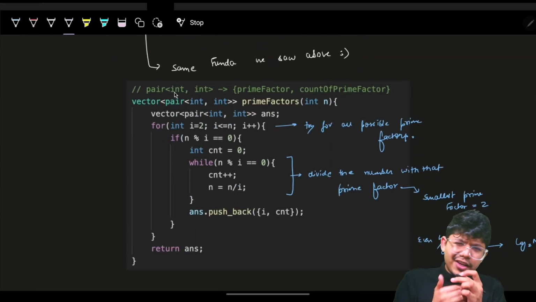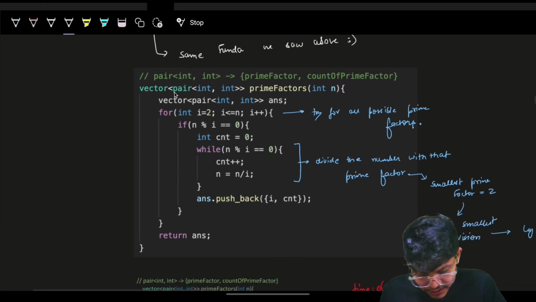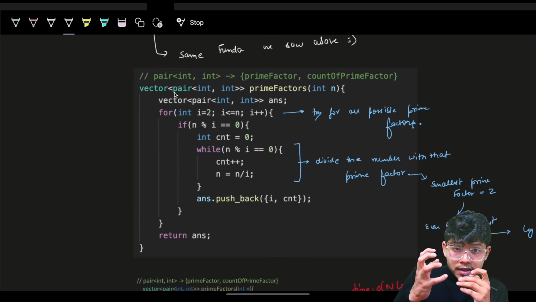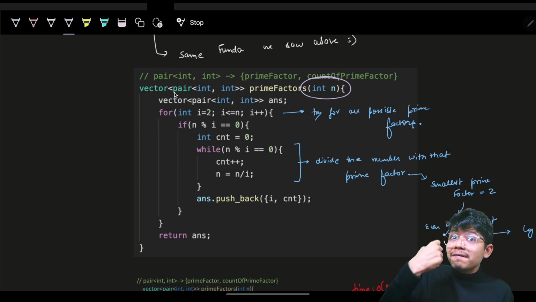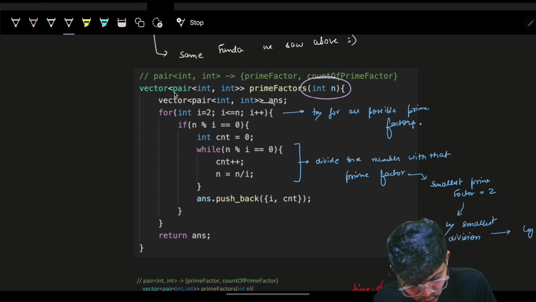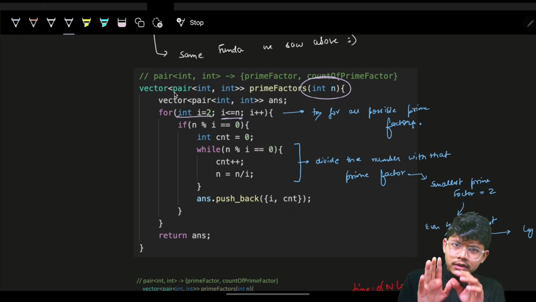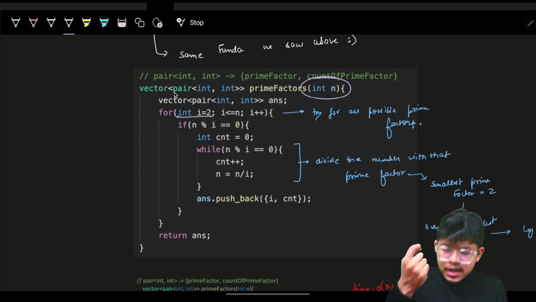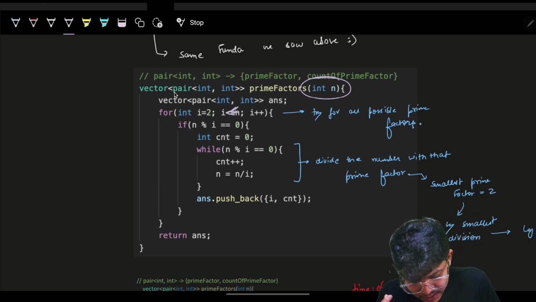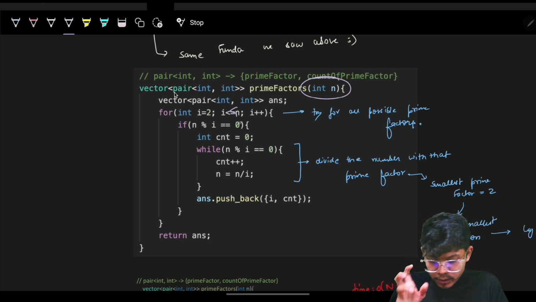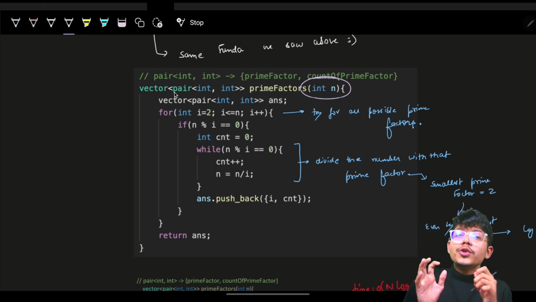Now we'll use the exact same funda as what we saw above. To generate the prime factors of a number n, I will ask for a number n and I will try to generate the prime factors of that number. How will I do it? I'll simply go and try from 2 up till equal to n. I'll just go and check if n mod i is 0. You can also have it as less than or equal to, because if you want to generate the prime factors of a number, you can simply see what all you need in the output itself.